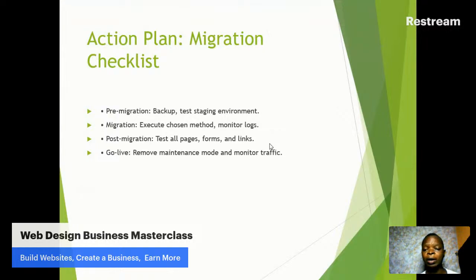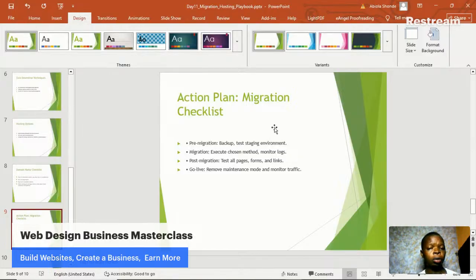So let's look at the action plan, the migration checklist. Pre-migration, you want to back up and test the staging environment. Migration, you want to execute using your chosen method. Of course, I told you that we are going to be using a manual method. Then post-migration, you want to test all pages, forms, and links. Then you want to go live after that. And then you remove your maintenance mode and monitor traffic. You want to do that much later. So let me stop here.